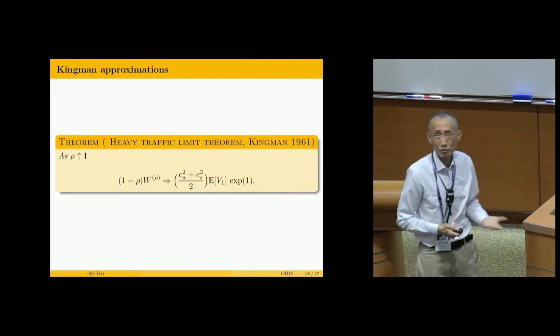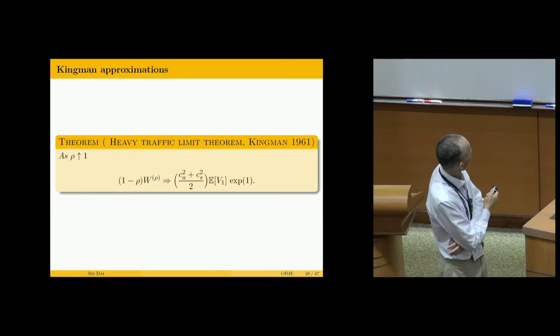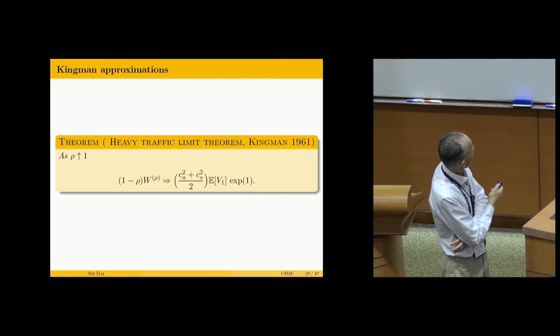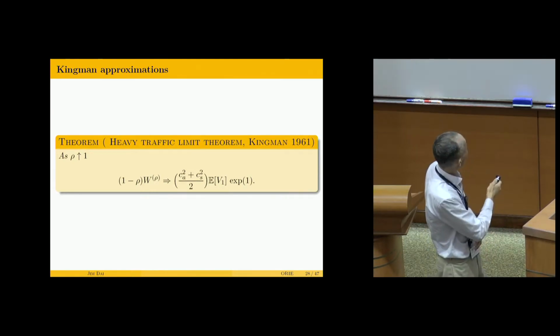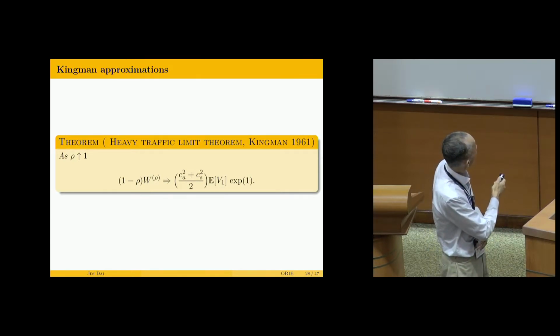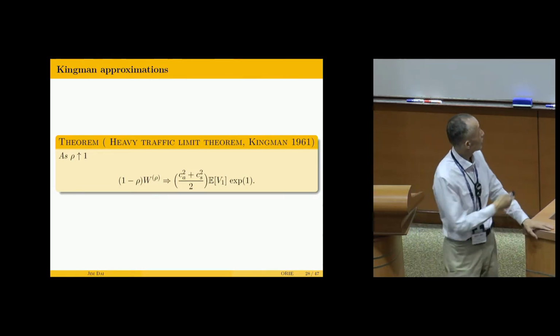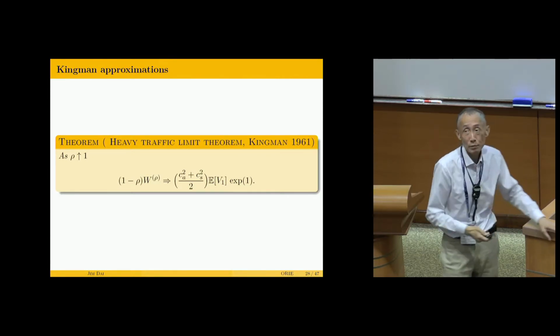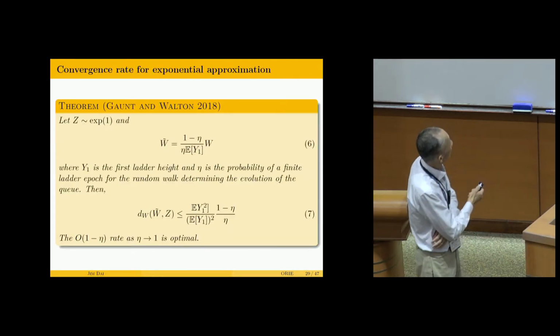The heavy traffic result is very classical. Kingman used a Laplace transform to prove heavy traffic convergence. This W depends on rho. When rho goes to 1, it approaches an exponential random variable. The constant actually can be computed explicitly. So that's the result in distribution.